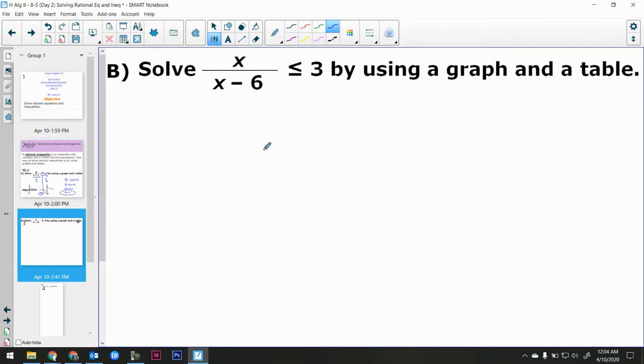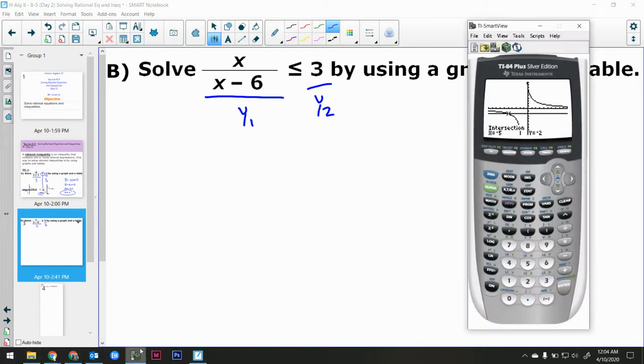Okay, so let's talk about inequalities. We're going to do the exact same process here. We're going to treat this as our y1 and treat this as our y2. So let's go ahead and do that. Let's put that in. Do this with me, folks.